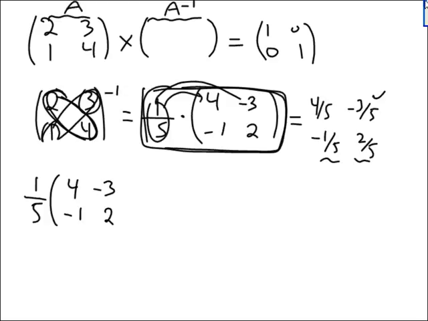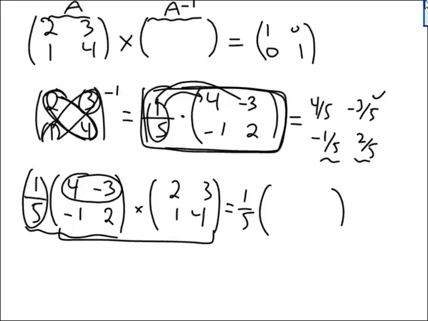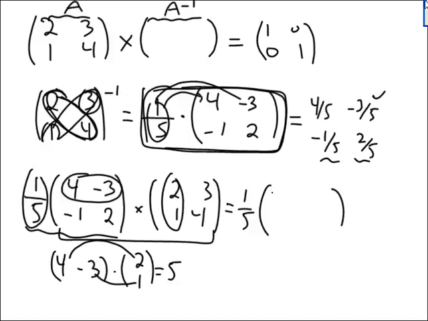Let's take the inverse of A, which is this, and actually multiply it by 2, 3, 1, 4. Now, you can do this scalar multiplication at the very end. That is, it's 1/5 times whatever these two matrices multiply out to. Well, when you dot the first row with the first column, you'll get a result. And that result will be 8 minus 3, or 5.